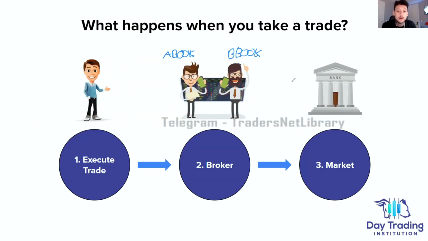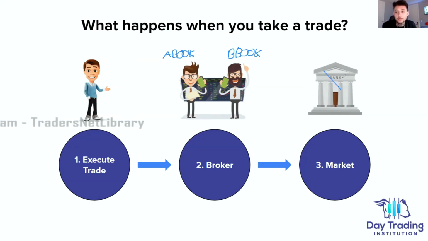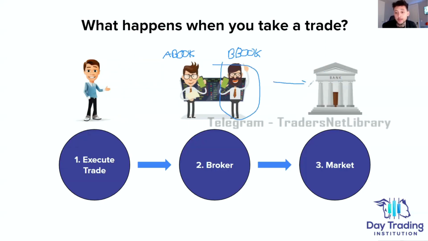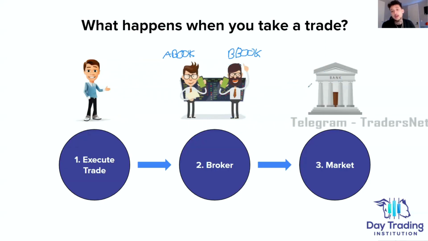With the B book, you can think of the brokerage as being their own bank, their own liquidity provider, right? With A book, you have a bank. With B book, there is no liquidity behind the B book section. Why? Because the brokerage is the bank. Now, again, there's going to be A book and B book on all brokerages.